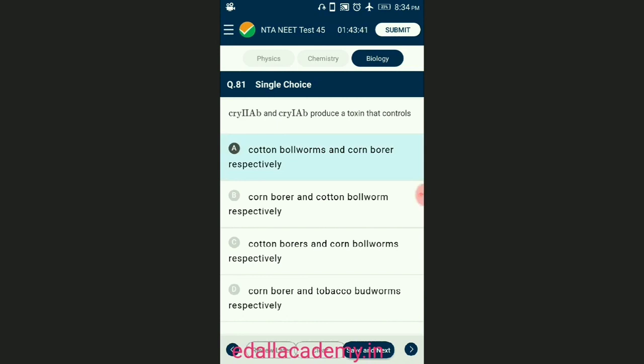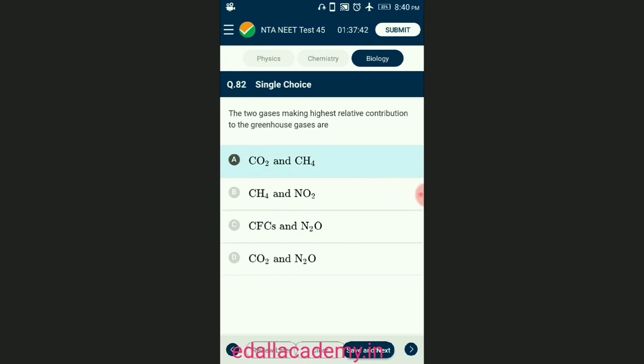Question number 82. The two gases making the largest contribution to the greenhouse gases are. The greenhouse effect is a naturally occurring phenomenon that is responsible for heating up Earth's surface and atmosphere. Gases like carbon dioxide and methane are commonly called greenhouse gases. The relative contribution of various greenhouse gases to total global warming is: carbon dioxide nearly 60%, methane 20%, chlorofluorocarbons 14%, nitrous oxide 6%. So the answer for this question is option A, carbon dioxide and methane.